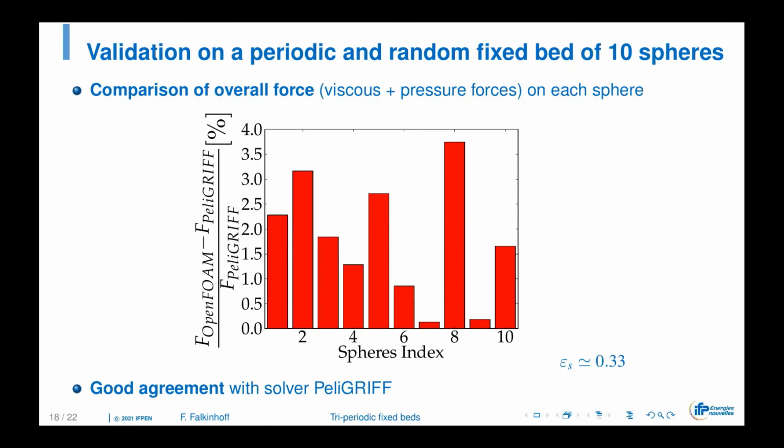We have here a comparison of the overall force on each of the spheres, and you have again a fairly good agreement, within a few percent, of the difference between the forces obtained by OpenFOAM and obtained by Pelligrip. In this case, we have a volume fraction of solids of about 1/3.